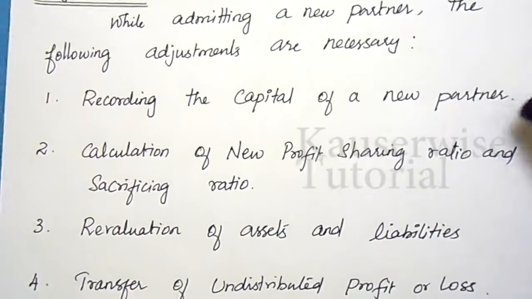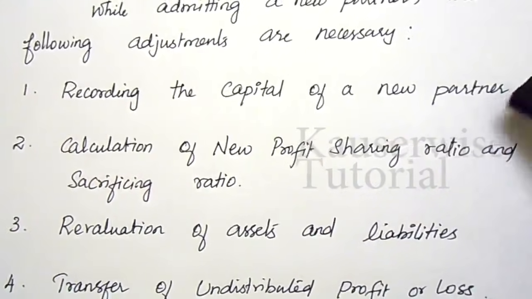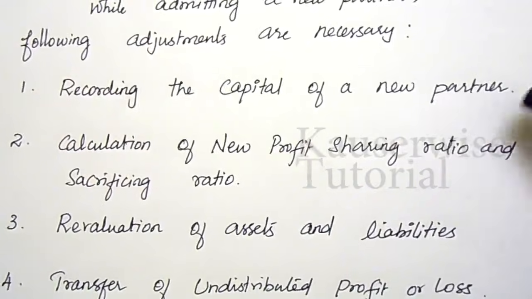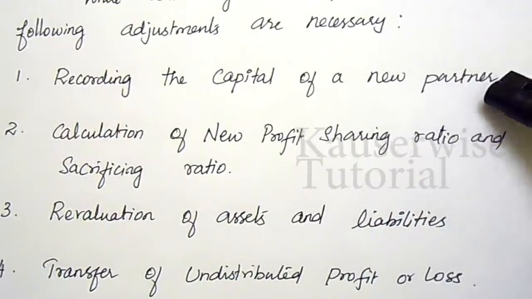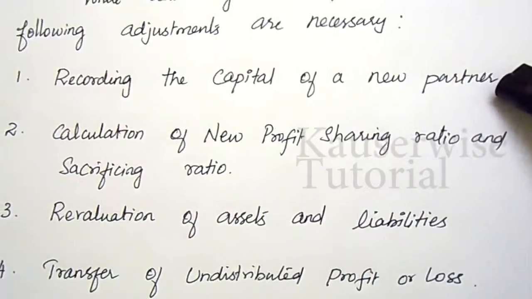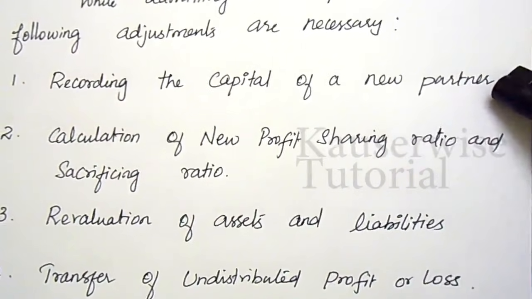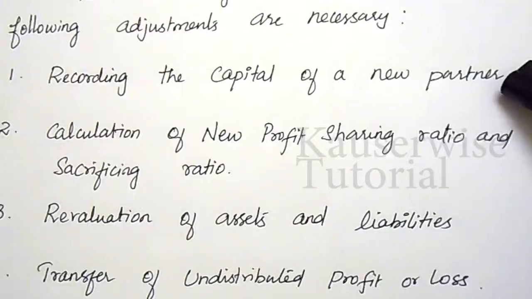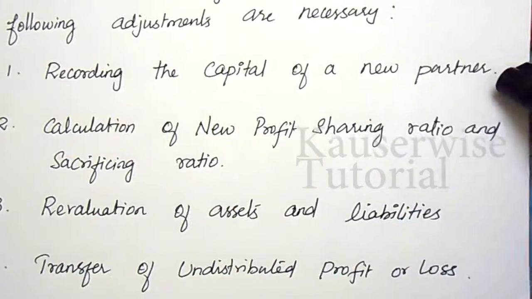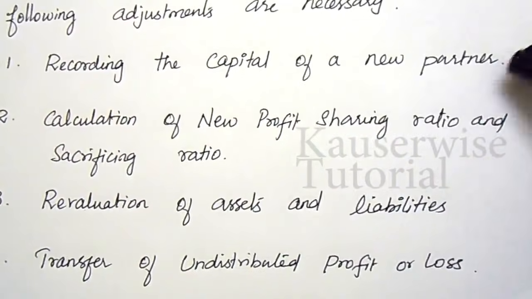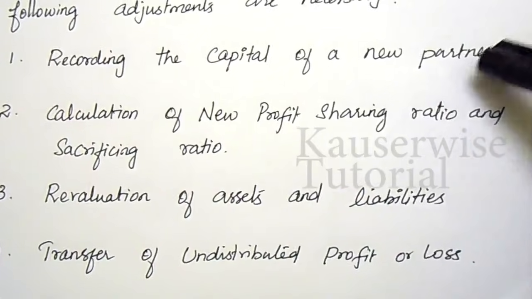The first one is recording the capital of a partner. When the new partner enters into the partnership firm, he needs to bring some amount as capital. He can contribute the capital in the form of cash or in the form of kind. Kind means in the form of furniture or any kind of asset. So it is called recording the capital of a new partner. In such case, you have to make a journal entry. Let us see the journal entry to record the capital of a new partner.